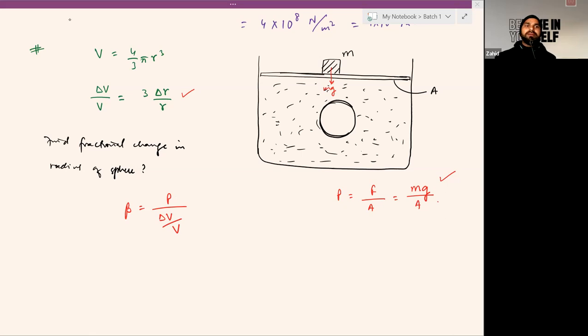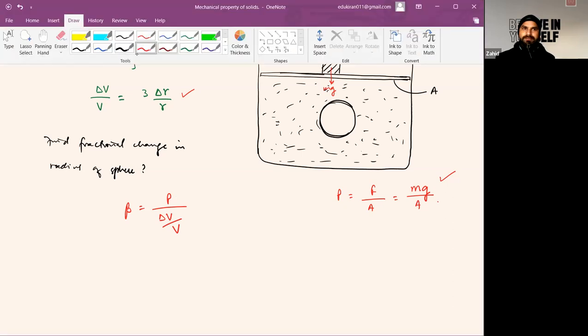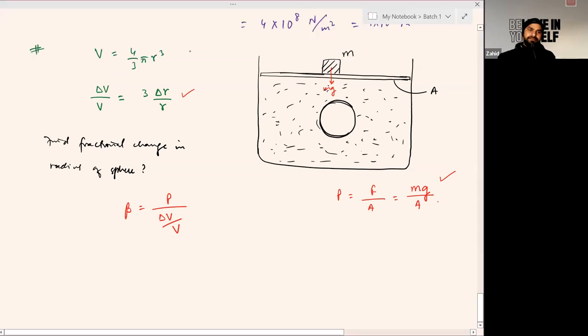Hamza, we have to calculate the fractional change in radius. So beta will be as it is. Pressure is mg by A. Delta V by V is 3 times delta R by R. So move this delta R by R to the left side and beta to the right side. So you will get delta R by R equals mg divided by 3 times beta into A. So this will be our final expression.